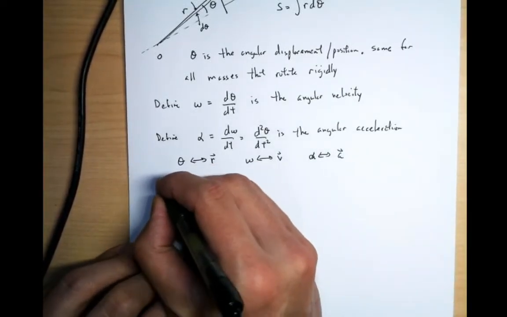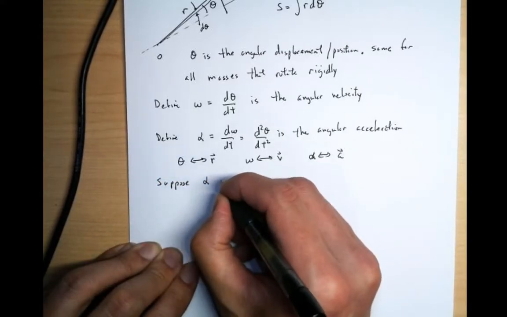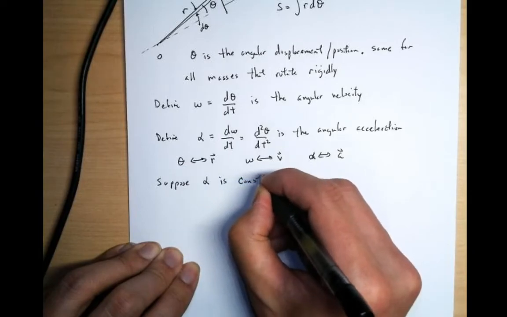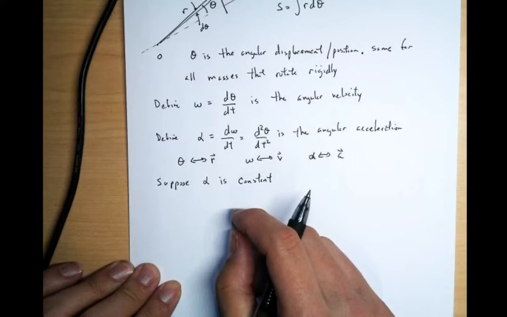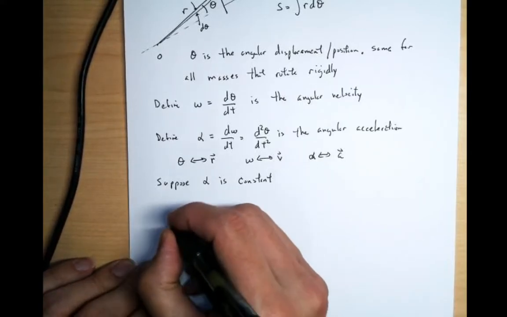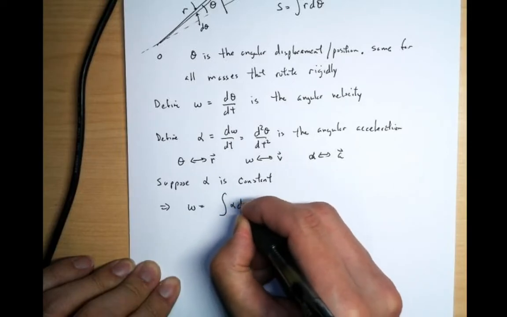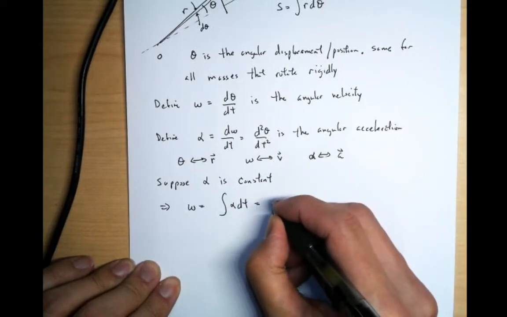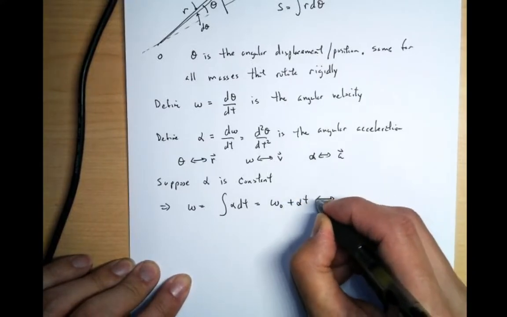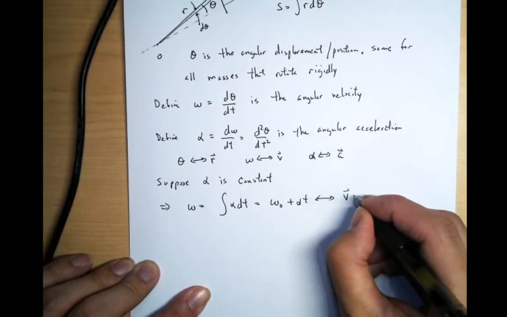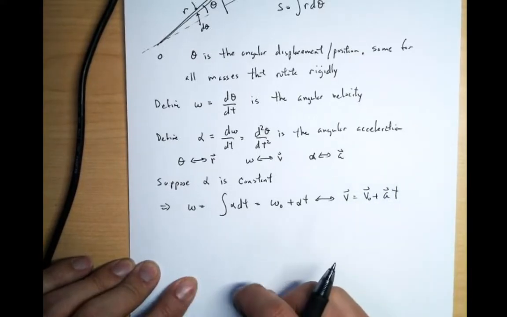Now, suppose alpha is constant. Then what we have is omega is equal to the integral of alpha dt. This is just going to be equal to omega 0 plus alpha t. You can imagine this is basically the same as v is equal to v0 plus a times t.